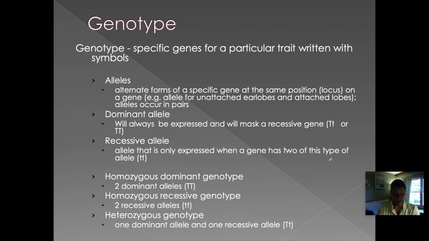So before we get into a discussion of all of this, I want to talk to you a little bit about some terminology that's going to become important. And I've already used a few of these terms. Your genotype literally lists specific genes for a particular trait, written with symbols, usually letters. Now, before we get any further, recall that you get two copies of every gene at the moment of your conception, one from your mother and one from your father. So you can inherit two dominant genes, two recessive genes, or one of each.